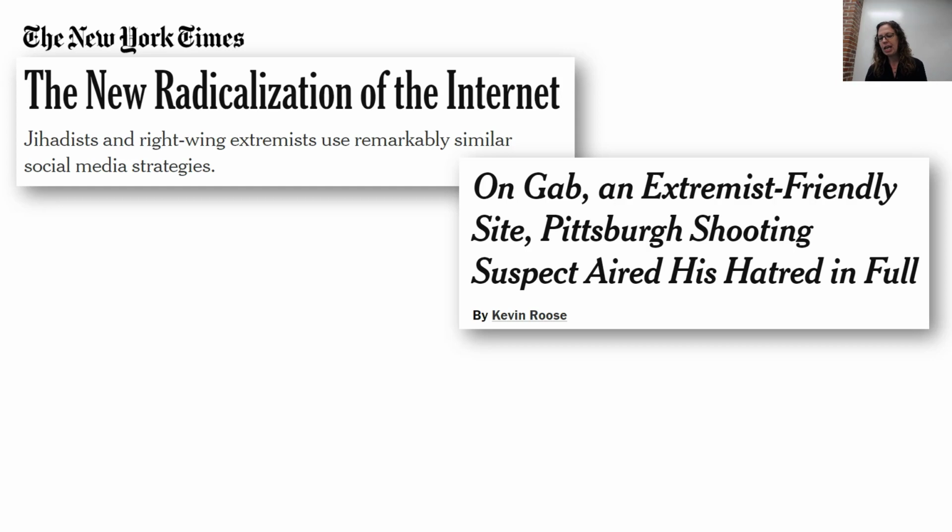This has been seen with a shooting in November at a Pittsburgh synagogue. The shooter was someone who was very anti-Semitic. He was very active on the social networking site Gab. He even posted directly before committing the shooting and murdering 11 people. But that at least played some sort of role in his radicalization and how he expressed it.